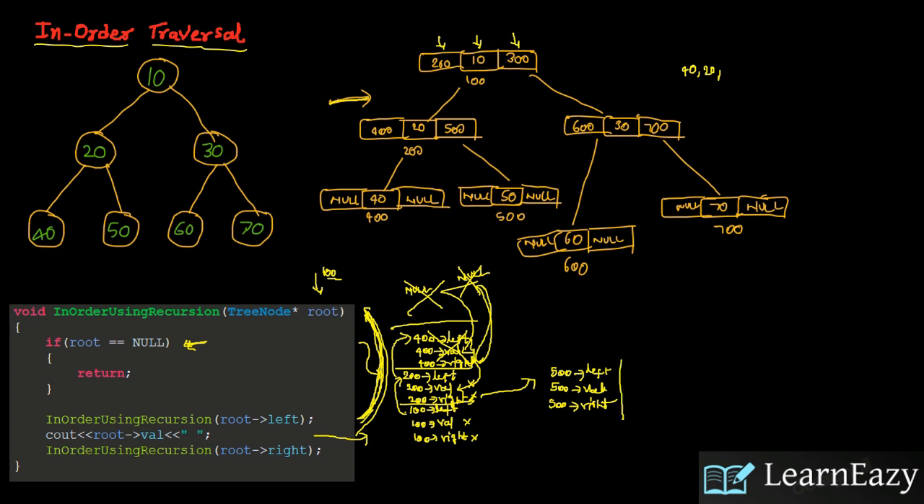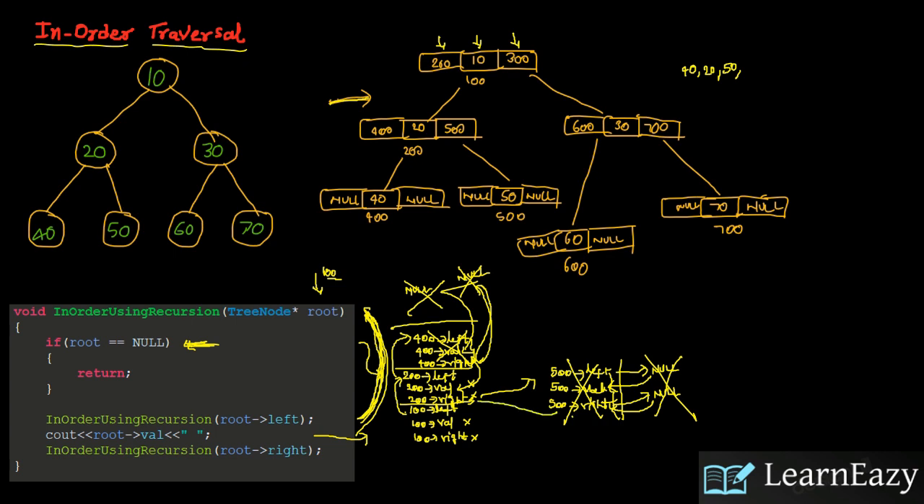Again 500 left, we need to pass it to the same function. 500 left is nothing but null, null equals null. It comes back here. 500 value is nothing but 50. 50 will be printed. 500 right, again null, null equals null. Then it comes back here. These two records will get deleted. So all three calls are done. The stack record also gets deleted.